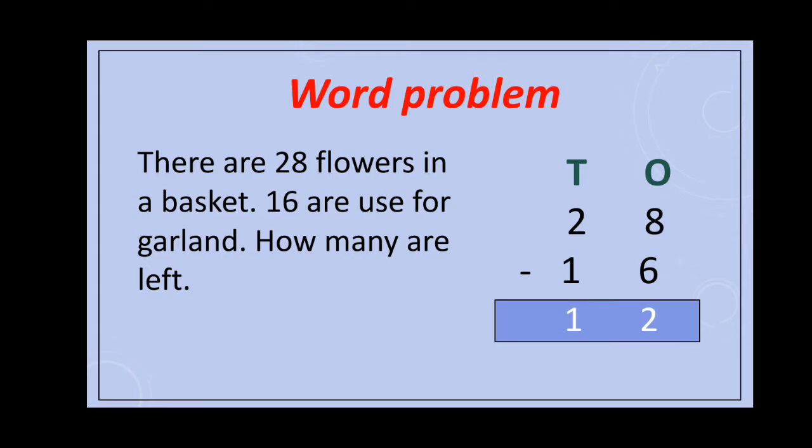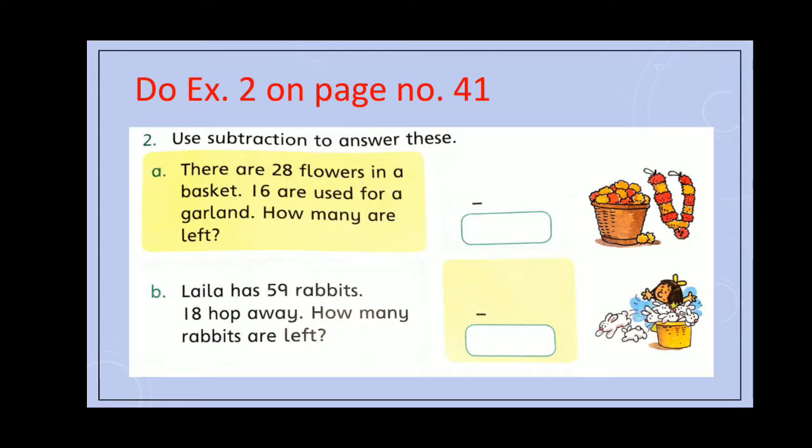So 1 tens and 2 ones. 28 minus 16 is equal to 12. 12 flowers are left. Okay. Now do exercise 2 on page number 41. Use subtraction to answer these.